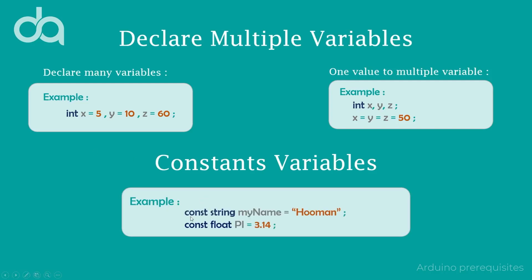For example, here: const String myName = "Human"; At the end of the line you should write a semicolon. Don't forget to write a semicolon at the end of the line. And for example, here: const float pi = 3.14; and that's it. Very easy. I will show you in the Arduino tutorial.